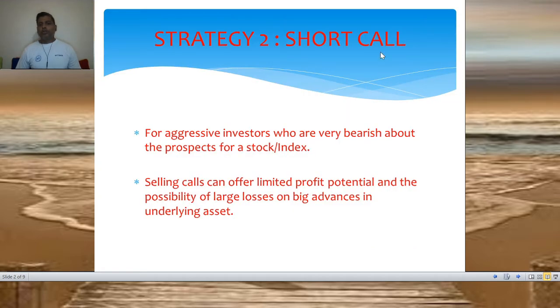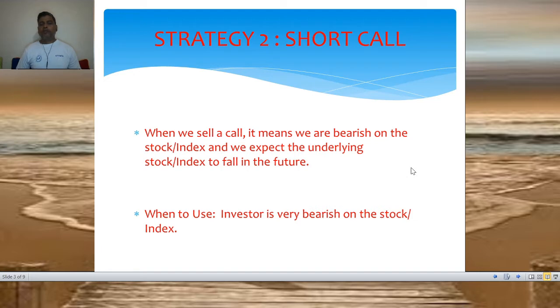Short call is essentially traded by aggressive investors who are very bearish about the prospects for a stock or index. Selling calls can offer limited profit potential and the possibility of large losses on big advances in the underlying asset. So when we sell a call, it means we are bearish on the stock or index and we expect the underlying stock or index to fall in the future.